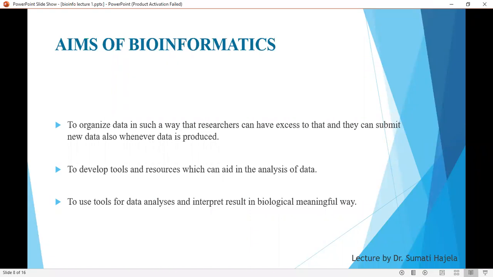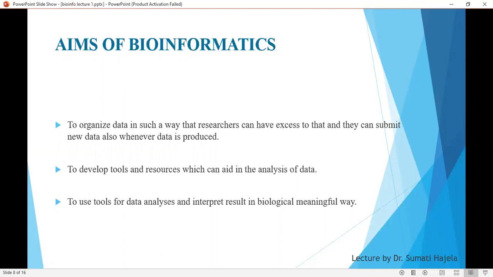Aims of bioinformatics are to organize data in such a way that researchers can access the data and they can submit new data. Also, whenever data is produced, data must be managed throughout its life cycle, starting from the creation, initial management, archiving, or deleting. For example, GenBank receives data. GenBank is a data bank which receives data of nucleic acid sequences and manages them in a useful way.